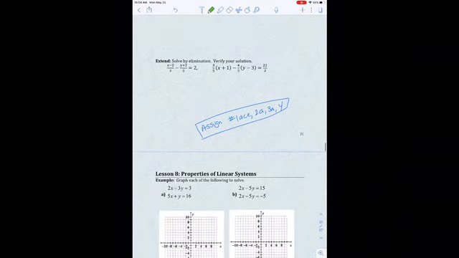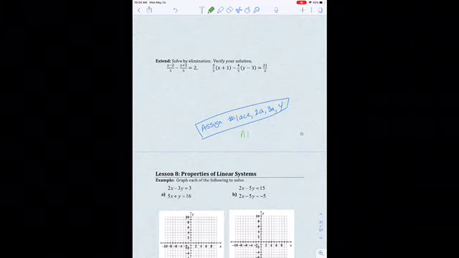Okay, here's your assignment, and the first password word for this week is almost. It would help if I could spell almost.